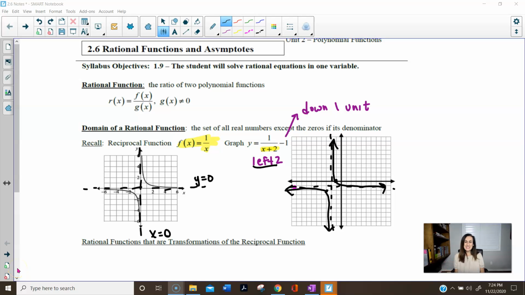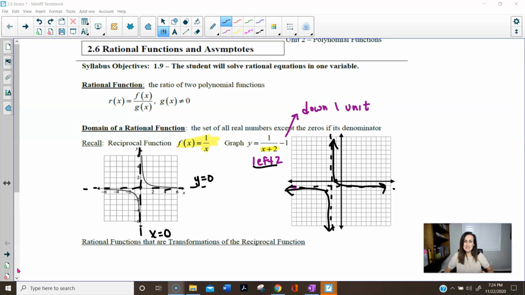So 2.6, rational functions and asymptotes. Our main function is going to be looking at end behaviors and limits. I'm kind of assuming that you know how to graph a rational function from Algebra 2, but we're going to be looking at how those end behaviors approach the asymptotes.